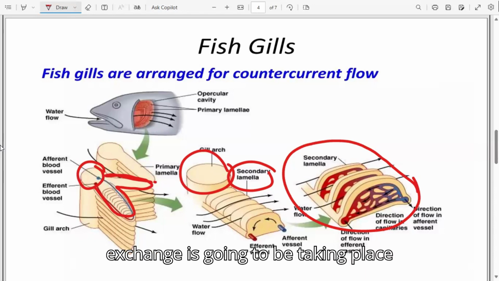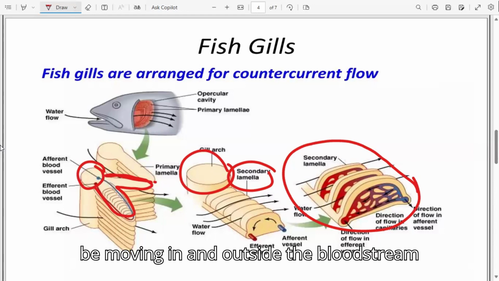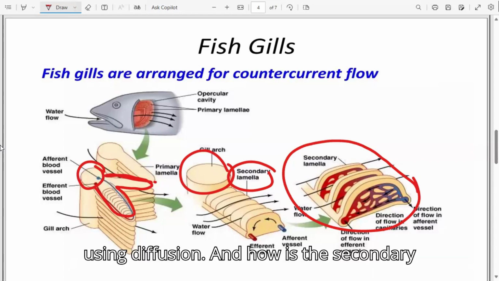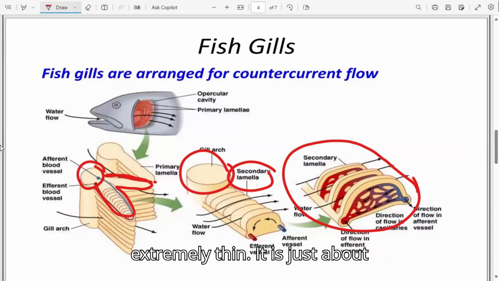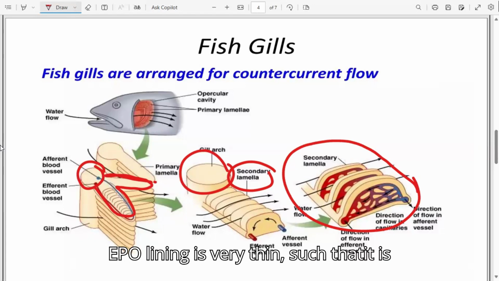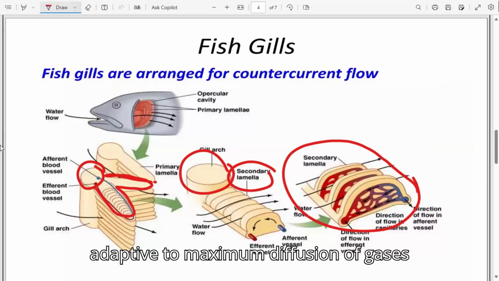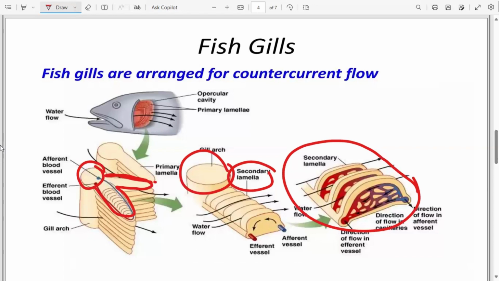Because gaseous exchange is going to be taking place through diffusion, gases are going to be moving in and out of the bloodstream using diffusion. And how is the secondary lamellae adapted to that? It is by being extremely thin. It is just about one or two layers of cells thick. The epithelial lining is very thin, such that it is adapted to maximum diffusion of gases into and out of the bloodstream.